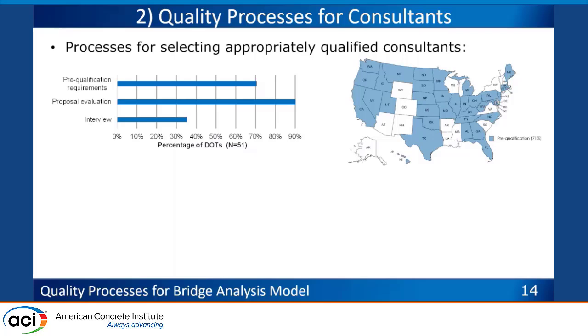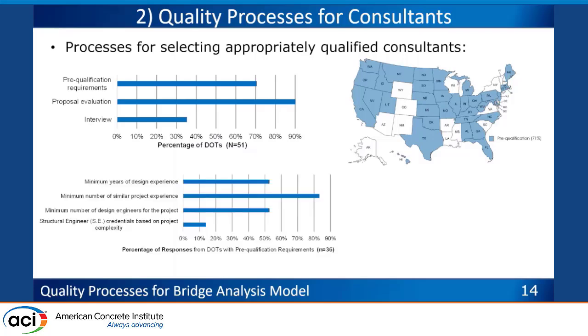So these are more details. You can look at the report. I don't want to take up too much of your time, but what they are looking for: minimum years of design experience, how many similar projects they have done before, how many engineers they are going to be giving to the project, do they have structural engineering credentials. So you can see the DOT percentages. I think the most represented is the minimum number of similar project experience that they are looking for.